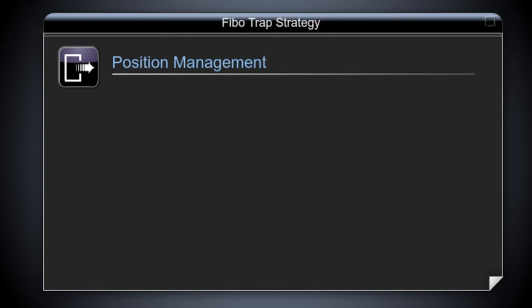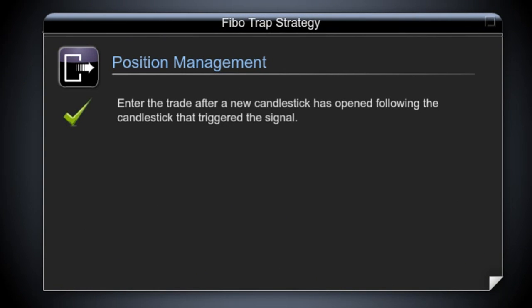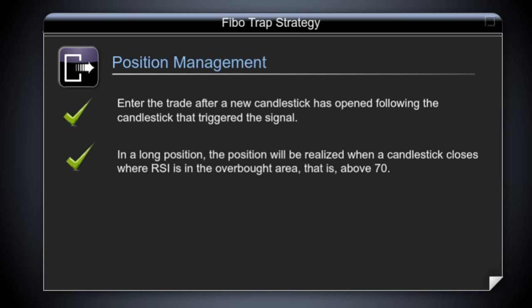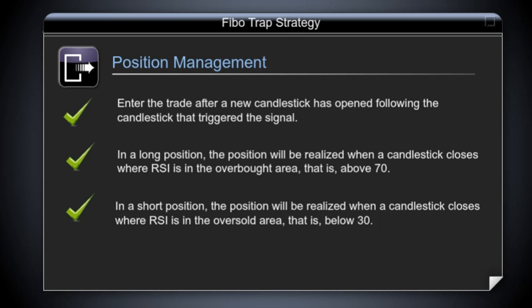Enter the trade after a new candlestick has opened following the candlestick that triggered the signal. The position will be realized using the RSI indicator. In a long position, the position will be realized when a candlestick closes where RSI is in the overbought area, that is, above 70. In a short position, the position will be realized when a candlestick closes where RSI is in the oversold area, that is, below 30. The stop loss should be set 5 pips from the signaling candlestick.